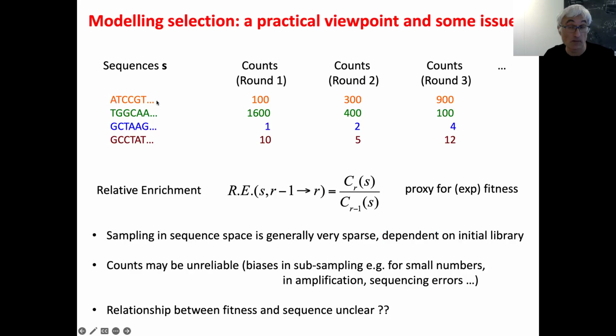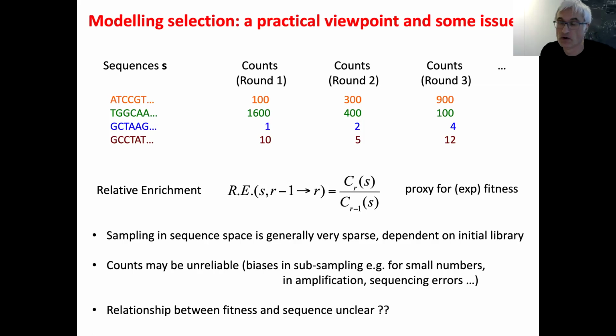Actually, it's a very sparse sample of your tube that is going through high throughput sequencing. And you may have 100 copies of the first one, 1,600 copies of the second one, and so on. And some of the sequences will have very low counts, of course. And you get these count numbers at round 1, round 2, round 3, and so on. And from that, you would like to understand what is going on.